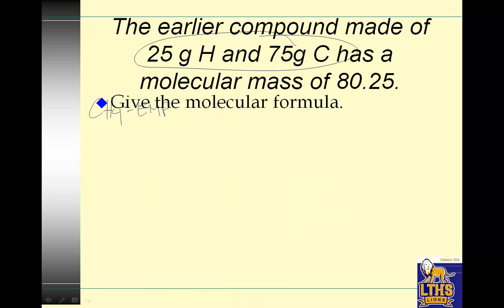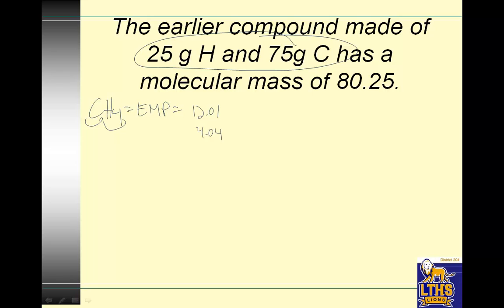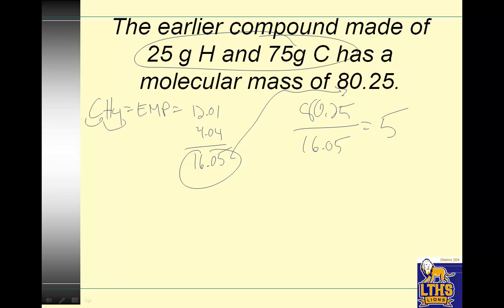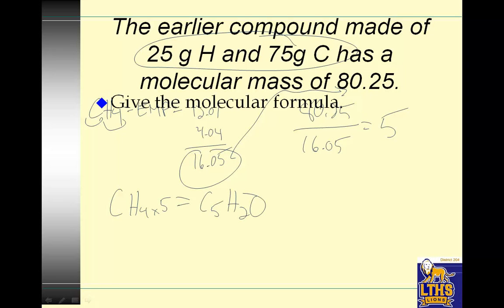So if CH4 is my empirical formula, then my empirical mass is 12.01 plus 4.04. Again, go to the periodic table times 4, 16.05. So if I have 80.25, I want to know how many 16.05s fit in here. That, I believe, is 5, but let's see how I do. 80.25 divided by 16.05 is 5. So that means I have CH4 times 5, C5H20, woohoo! And we did that.